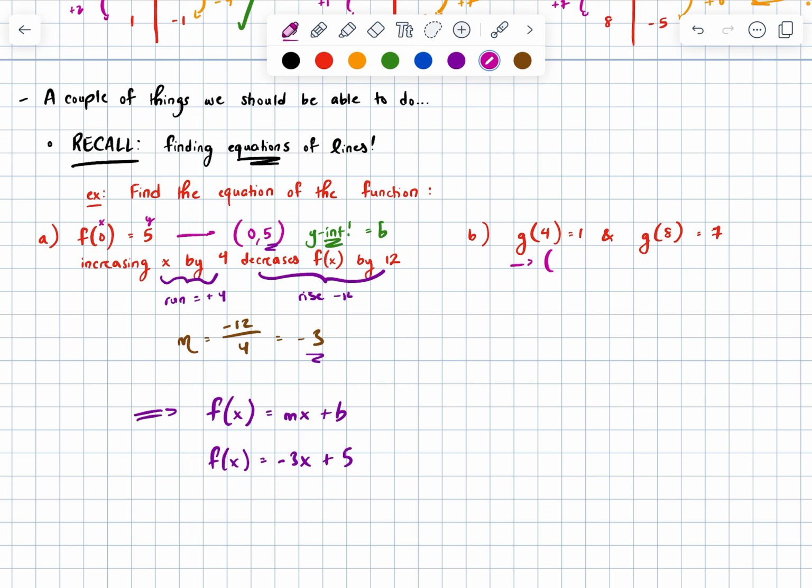So I know g of 4 equals 1. Once again, I can use this to my advantage here. This is really a point in disguise. If my input 4 gets me my output 1, then (4, 1), that point must be on my graph. Same thing here for g of 8 equals 7. That means that the point (8, 7) is on my graph.